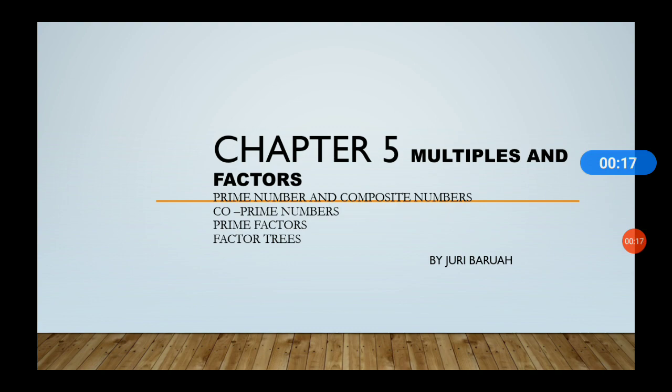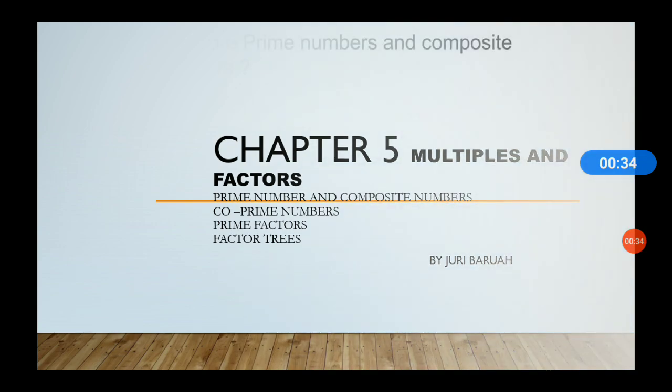In the last class you learned about what multiples and factors are, how to find common factors, and how to find common multiples. These are some very important topics. Today we will discuss them here.